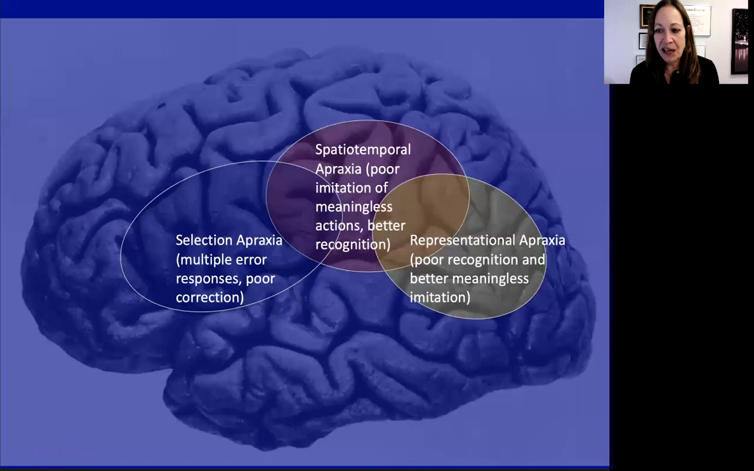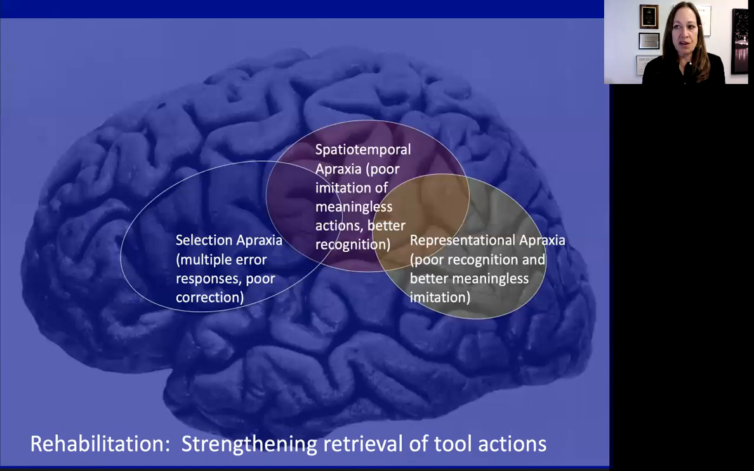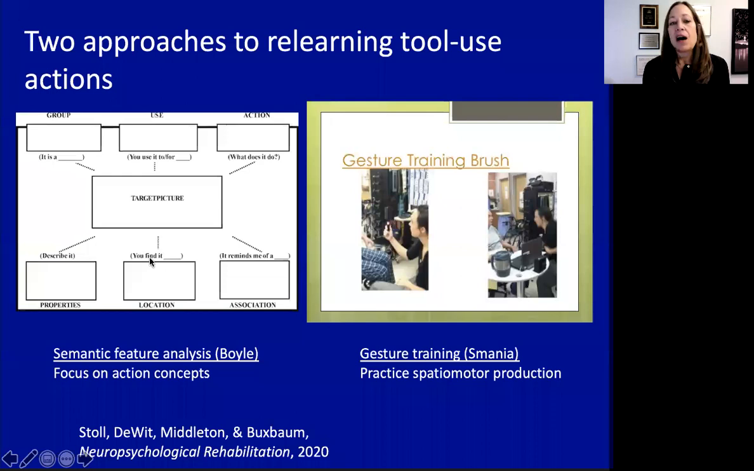And so for the final slide, I just want to say, what does this suggest about how to rehabilitate these patients? Clearly all three of these subtypes are deficient in some aspect of representing or translating or selecting action knowledge. And so what we want to do is strengthen the retrieval, the representation, and the selection of tool actions. And there's at least two ways to do this. One of them could be borrowed from the semantic and aphasia literature. And this is a method that's been used with great success in naming deficits in aphasia.